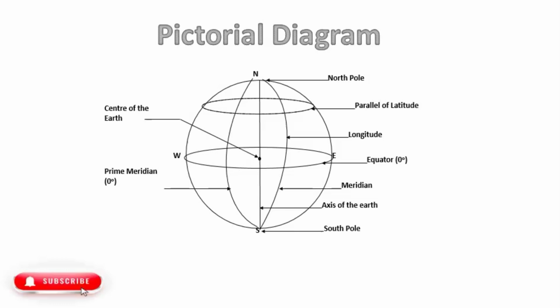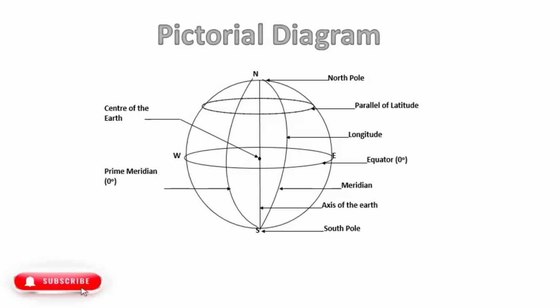This is what the labeling is all about. We have the North Pole, we have the South Pole, we have the parallels of latitude. Of course, we can see the center of the Earth. We can see the prime meridian, which is towards the west. We have the axis of the Earth, and I believe this is going to help us.